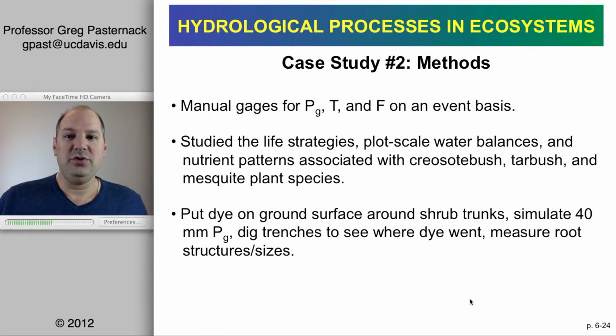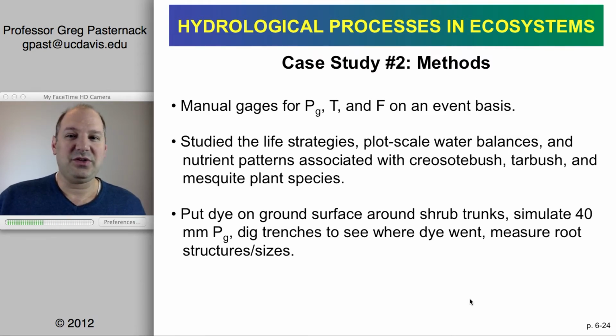The tools that were used in this study included manual gauges like we've seen before for the water fluxes, looking at what are called the life strategies, so how each individual species might grow, plot scale water balances, and nutrient patterns, like what are the concentrations of nutrients in terms of the spatial pattern of those relative to the positioning of shrubs. And then also they did a dye study.